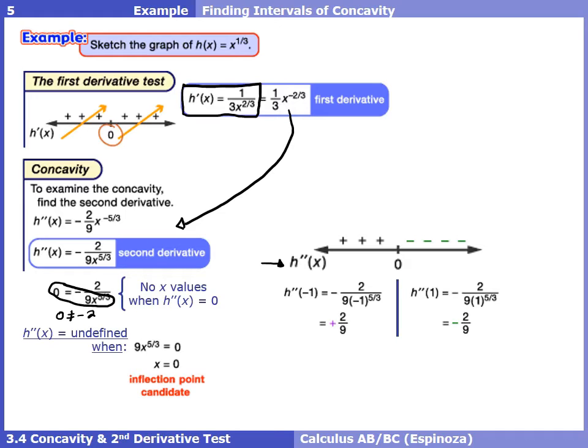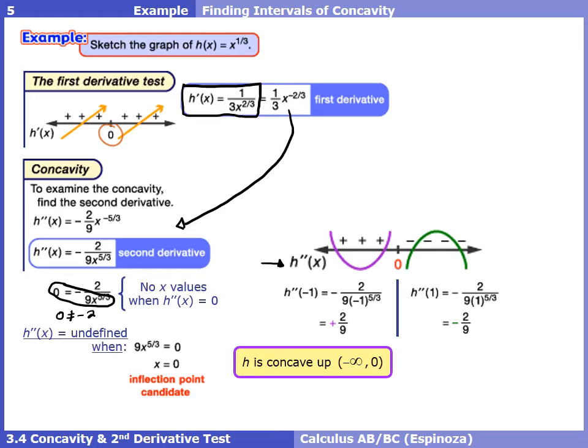Okay, so we need to round out this sign chart by interpreting it visually, I suppose. If we have positive second derivatives, we know our graph is concave up. If we have negative second derivatives, we know our graph is concave down. So let's go ahead and write down where we're concave up and concave down. H is concave up from negative infinity all the way up until 0. H is concave down, starting at 0, all the way to positive infinity.